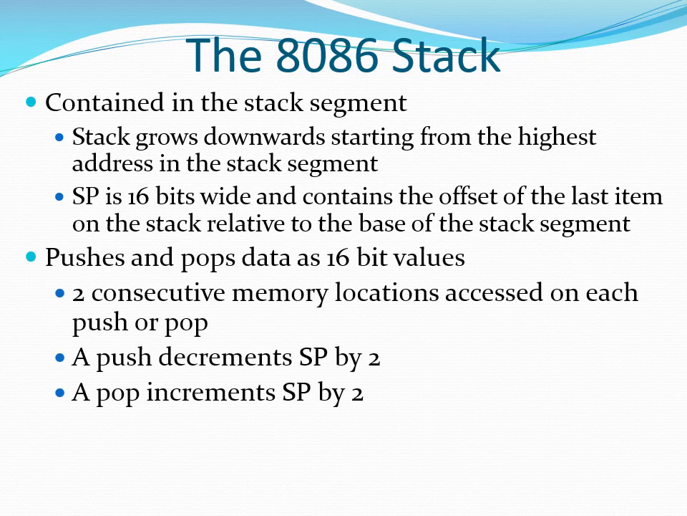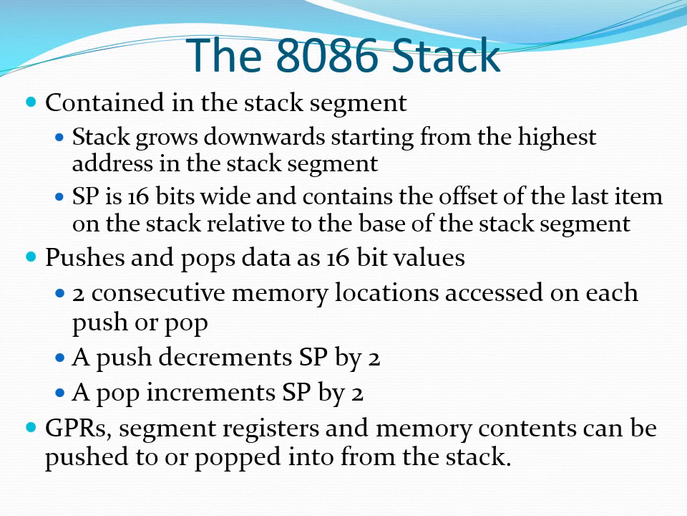The 8086 has a stack width of 16 bits. This means that it pushes and pops data as 16-bit values. Since memory addresses are addresses of 8-bit quantities, two consecutive memory locations are accessed on each push or pop. A push decrements the stack pointer by 2, and a pop increments the stack pointer by 2. GPRs, segment registers, and memory contents can be pushed to or popped into from the stack.